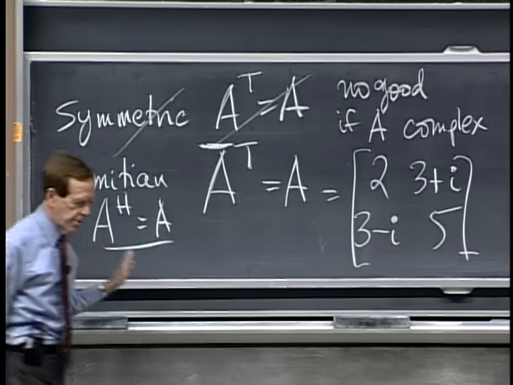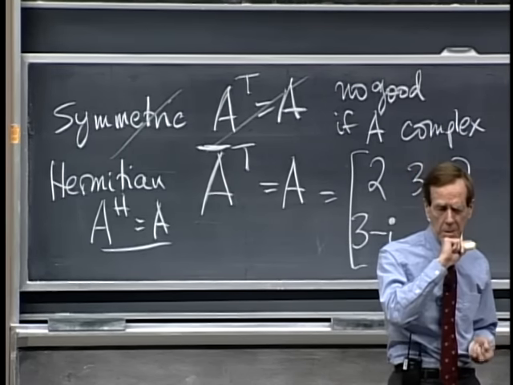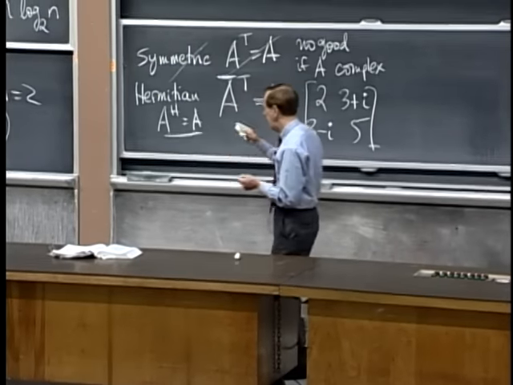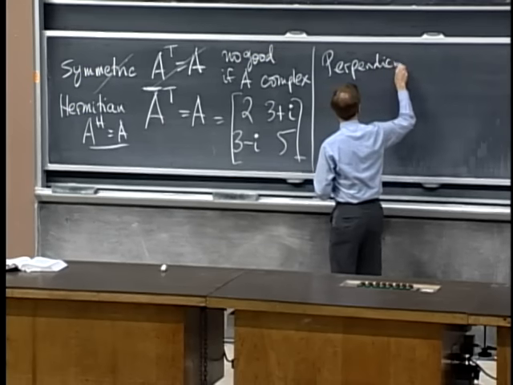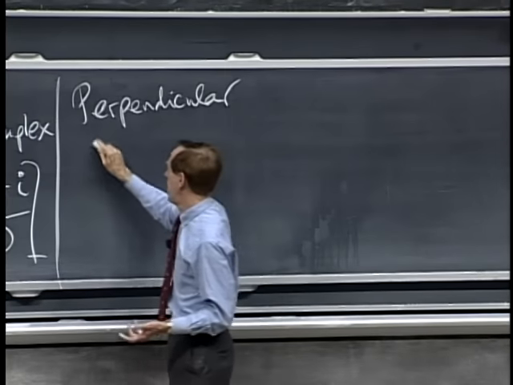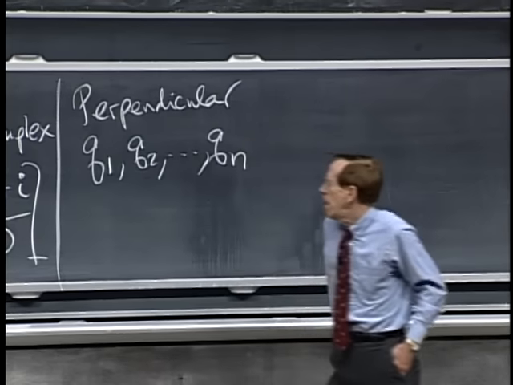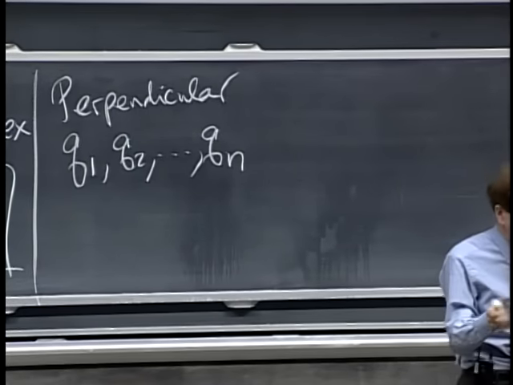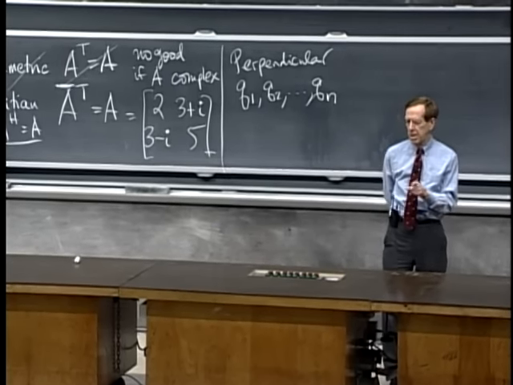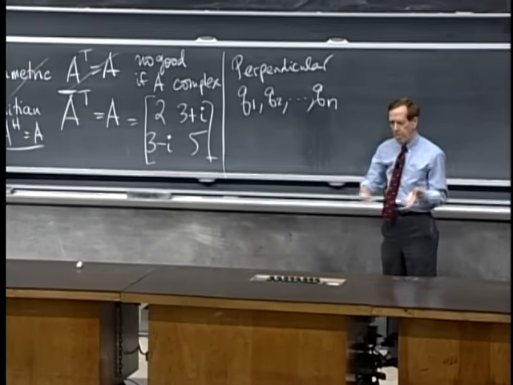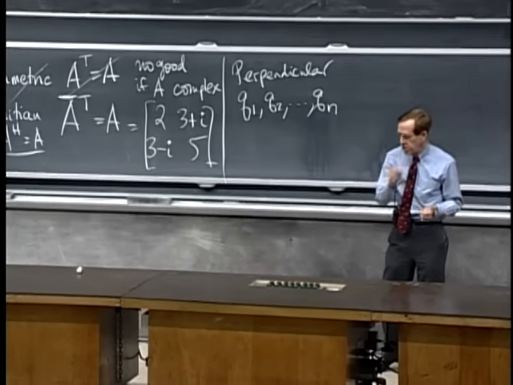Okay, and those matrices have real eigenvalues, and they have perpendicular eigenvectors. What does perpendicular mean? Perpendicular means the inner product. So let's go on to perpendicular. Well, when I had perpendicular vectors, for example, they were like Q1, Q2, up to Qn. Q is my letter that I use for perpendicular. Actually, I also mean unit length. So those are perpendicular unit vectors. But now it's an orthonormal basis. I'll still use those words, but how do I check perpendicular?